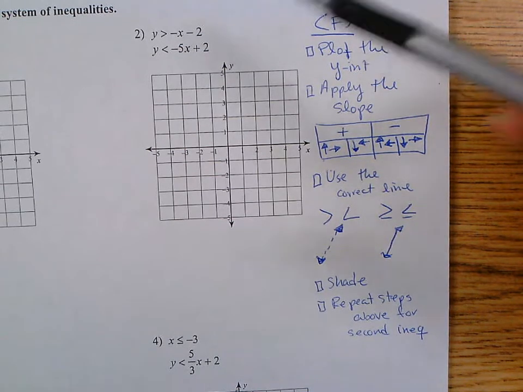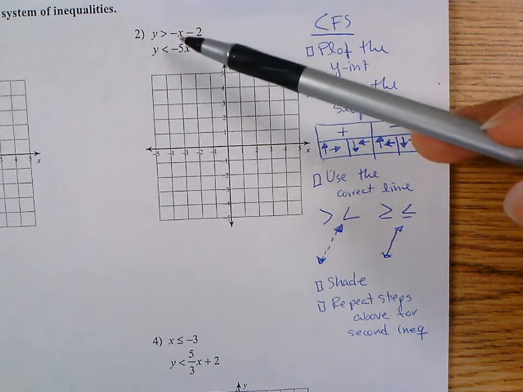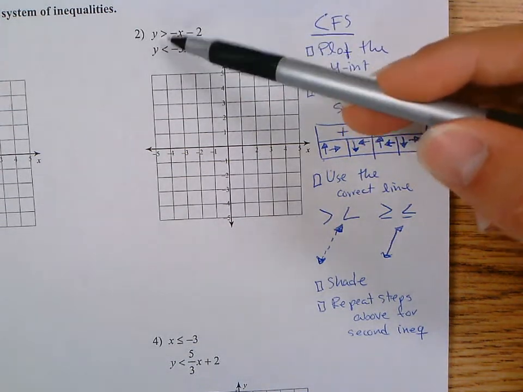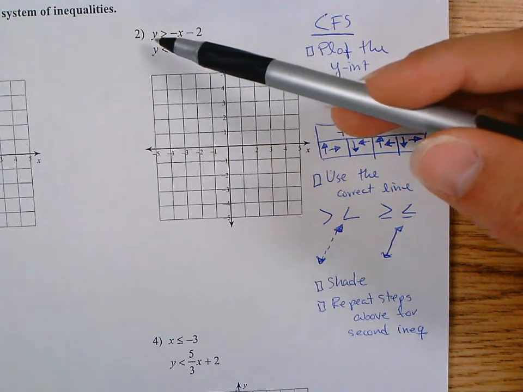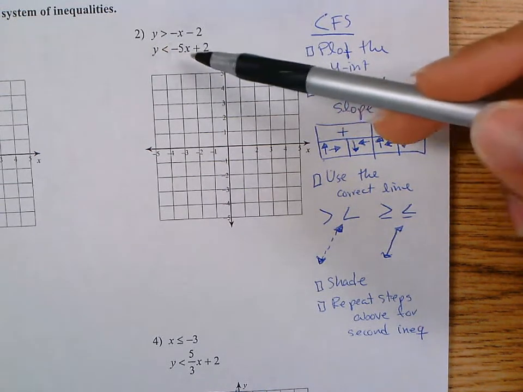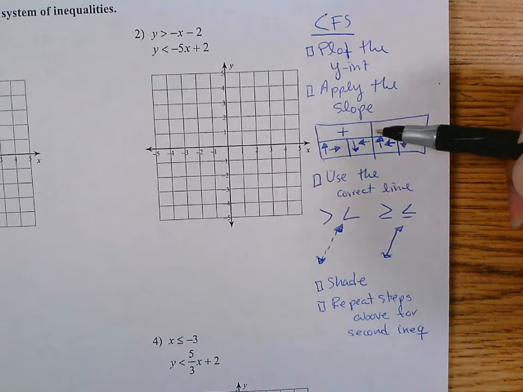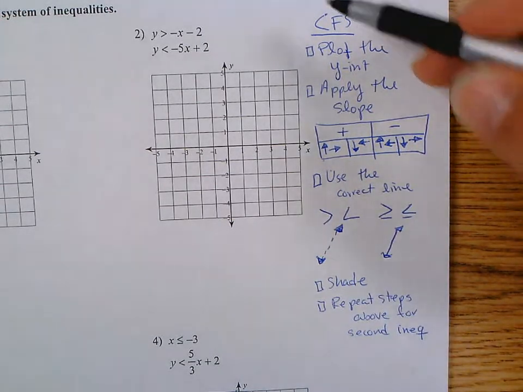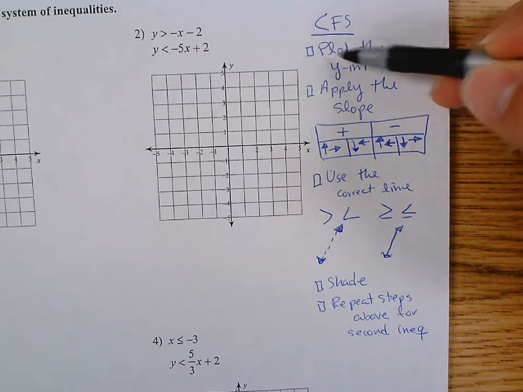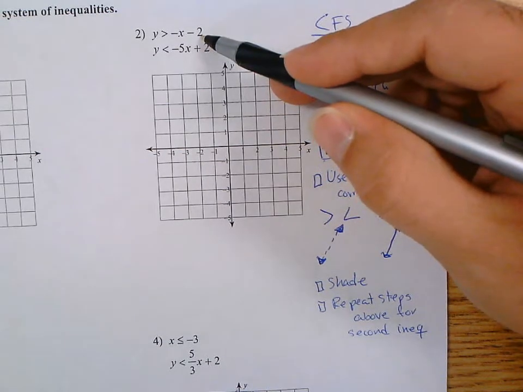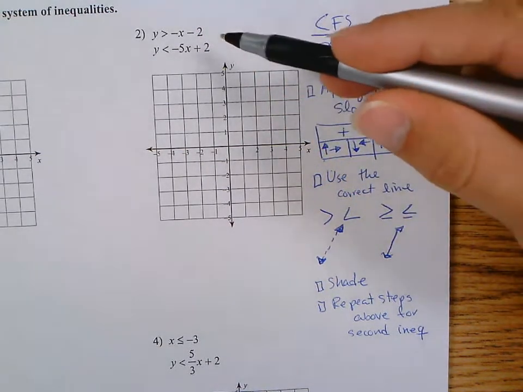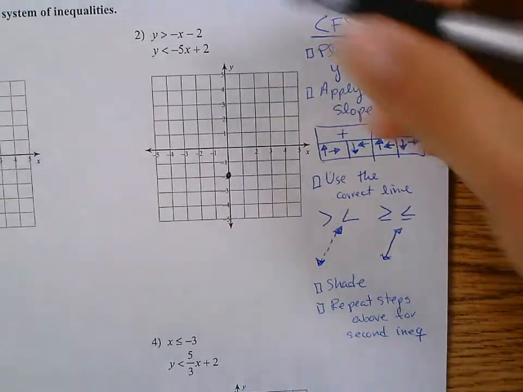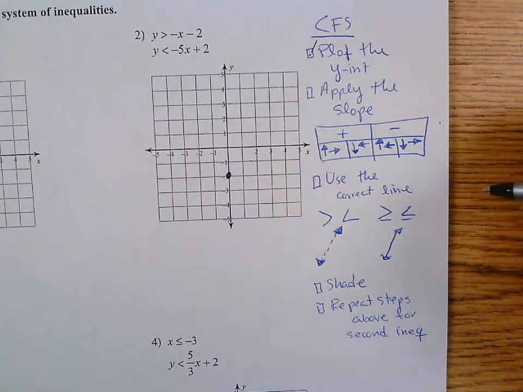So first thing that I'm looking for is a set of points, and notice that I say points. In a system of inequalities, I'm going to have multiple points that make both of these inequalities true. And to do that, I'm going to graph. The first thing that I'm going to do is plot the y-intercept for my first equation. The y-intercept for my first equation is -2, so I'm going to plot it here. So I'm going to check that.